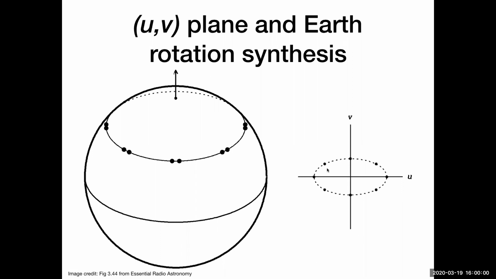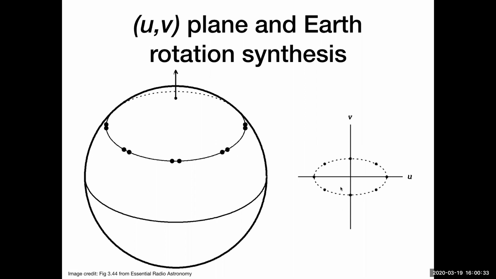And in general, you can see over the course of half a day, this baseline goes from up-down oriented to horizontal and then back to up-down. And so it basically ends up tracing out a circle or an ellipse in the UV plane. And so you can use this as a trick to get more measurements of different parts of the visibility function, because we want to measure this visibility function over the entire plane.